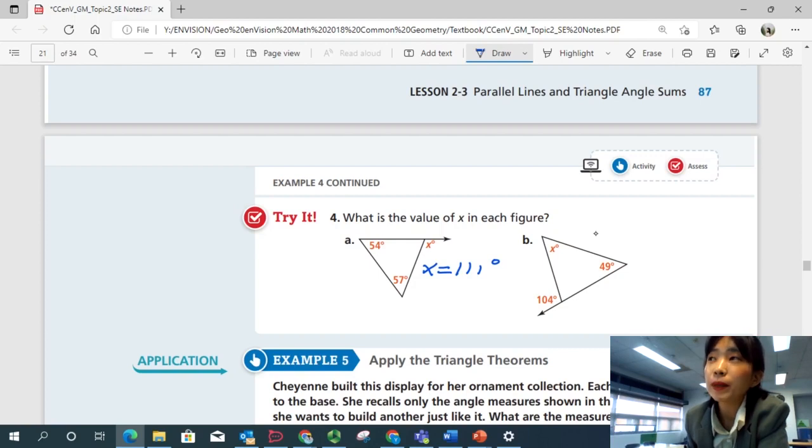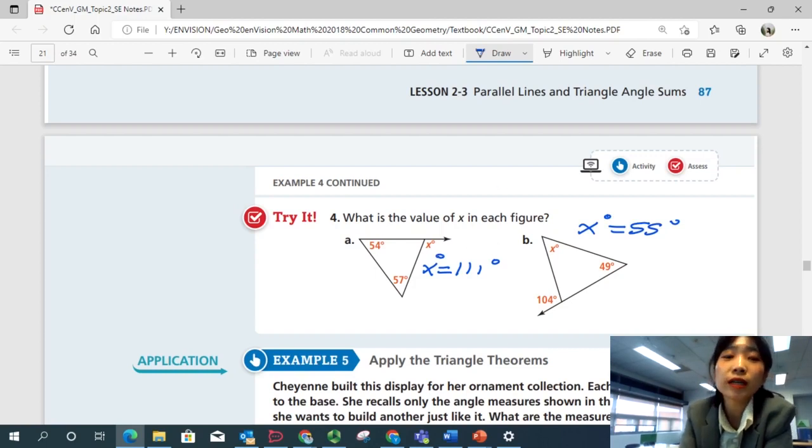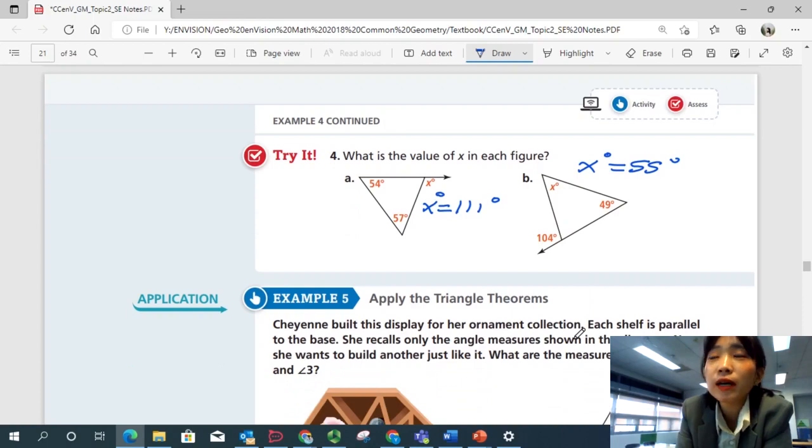What about part B? What is the value of x here? Now x is one of those two remote interior angles, right? So 104 is equal to x plus 49. You just subtract 49 from 104 and you will get x equals 55 degrees. Okay, check your answers. See if you got it right.